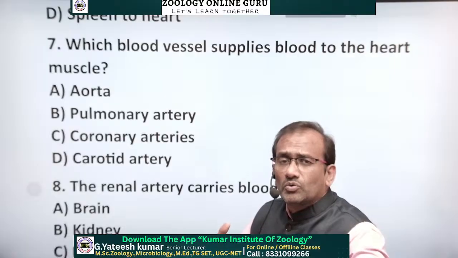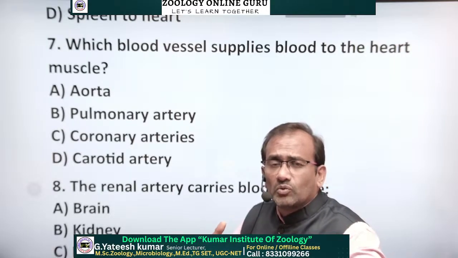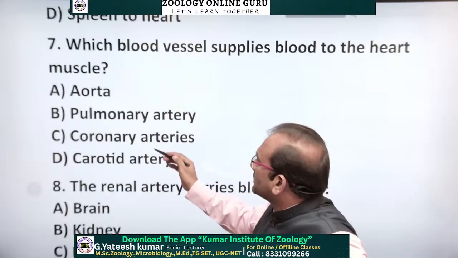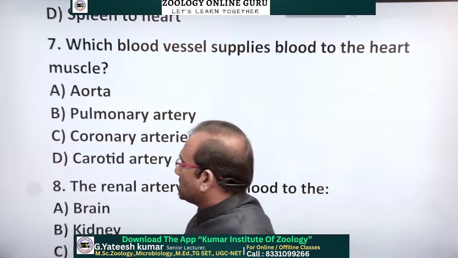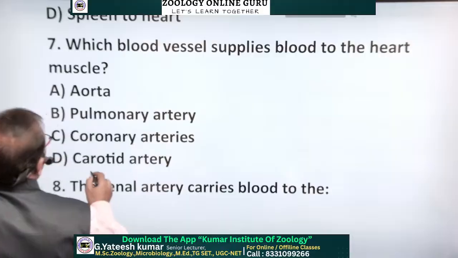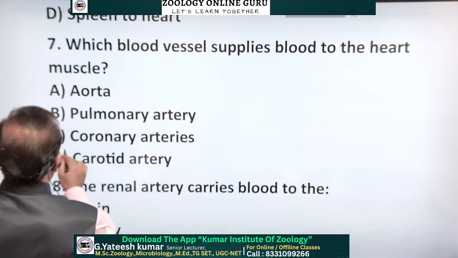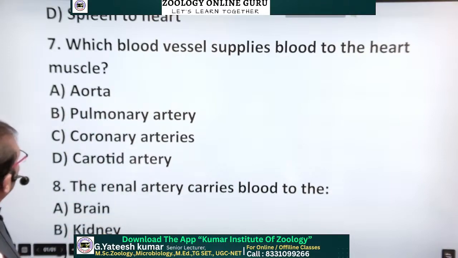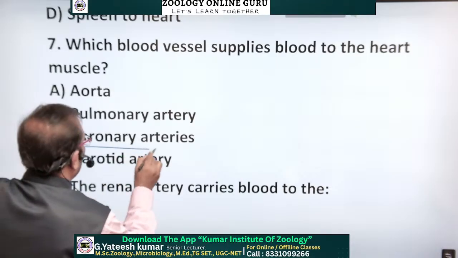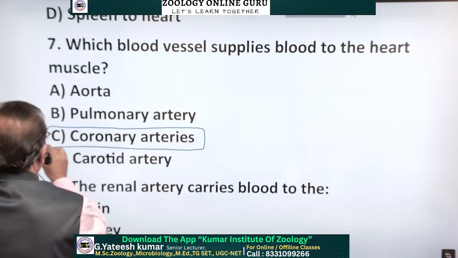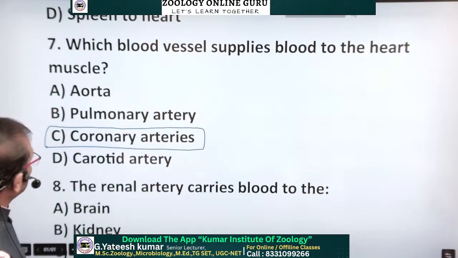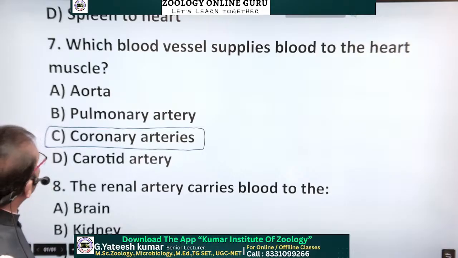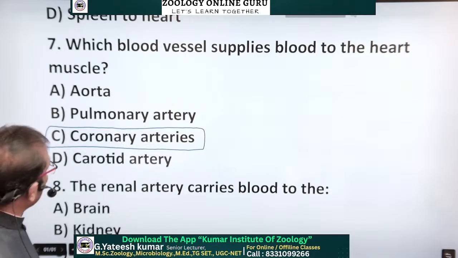That heart also needs a supply of blood, because to do work it needs a lot of glucose and oxygen. Which blood vessel supplies that oxygen and glucose to the heart muscles? Aorta, pulmonary artery, coronary artery, carotid artery? The carotid artery goes to the brain, but the coronary artery goes to the heart muscles. Coronary, as in cardiology. So the coronary arteries supply the blood to the heart.